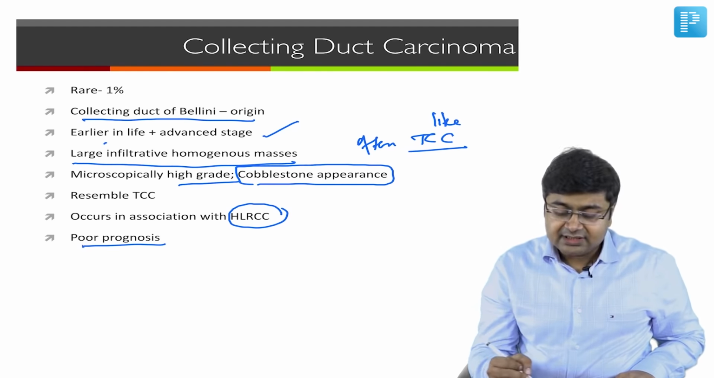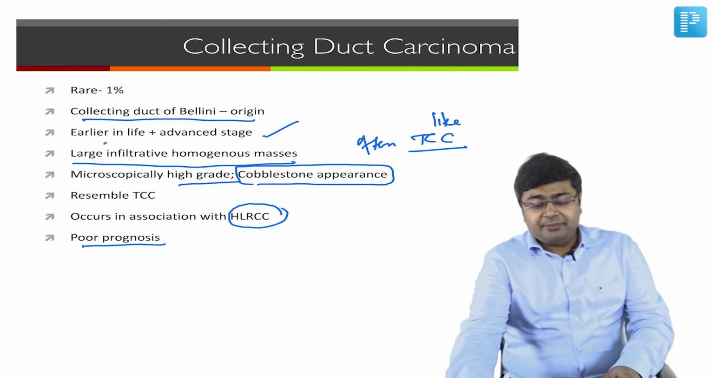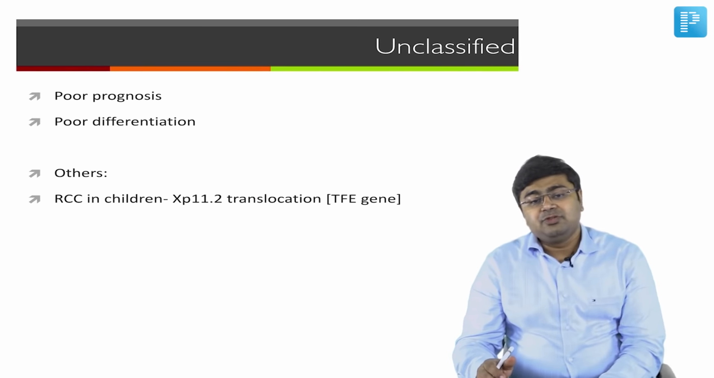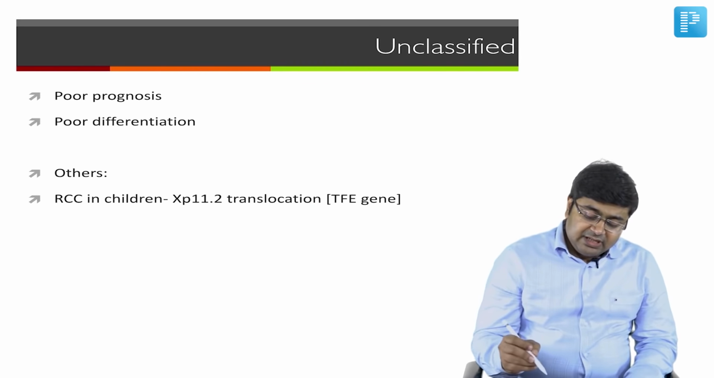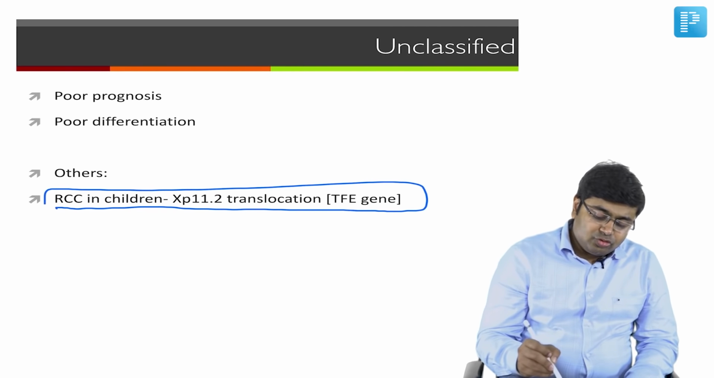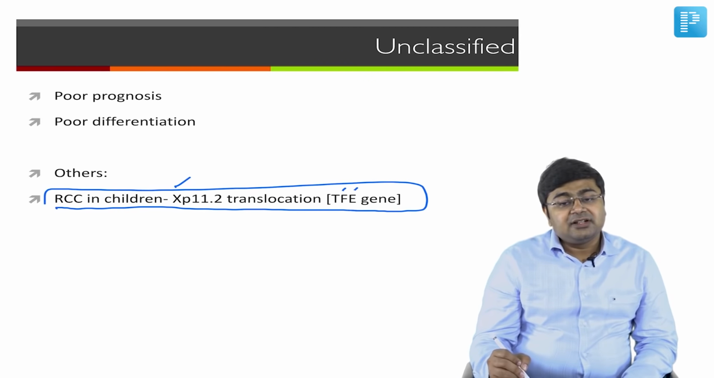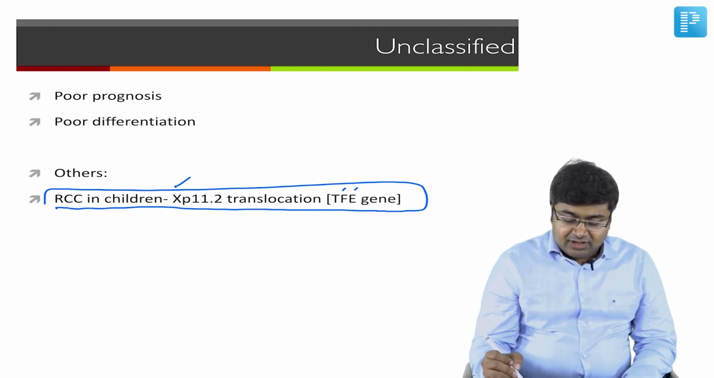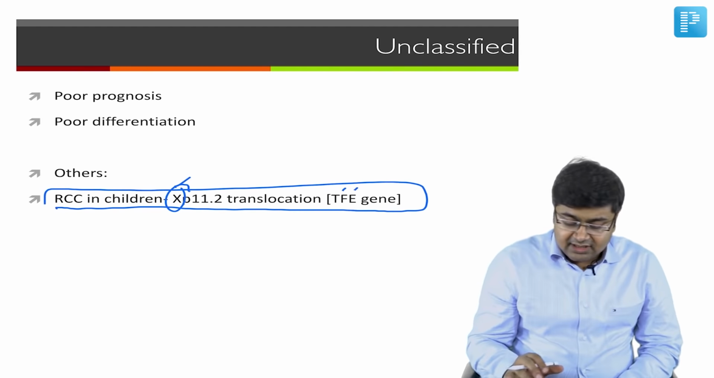So, these are certain things, you just have to learn them and go through them 1 or 2 times, you will be able to learn them up. Then we have unclassified tumors which have poor prognosis or poor differentiation, and we have a special entity again, RCC in children, which is characterized by the chromosome X translocation, that is a TFE, transcription factor gene, TFE gene translocation, which categorizes chromosome X. Okay, so that I think is enough.